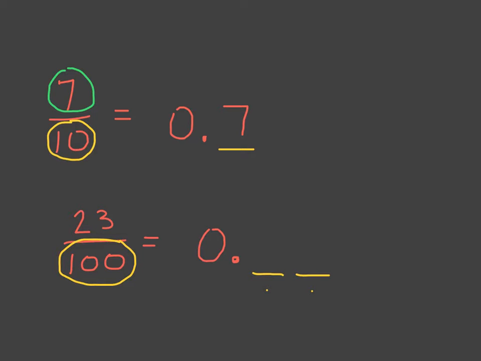Now we look at the numerator, 23. Since our numerator has two digits and we have two places to the right of the decimal, we're going to write 23 in the places provided. Therefore, 23 hundredths can be written as 0.23. Let's look at a couple of examples that might be a little more difficult.